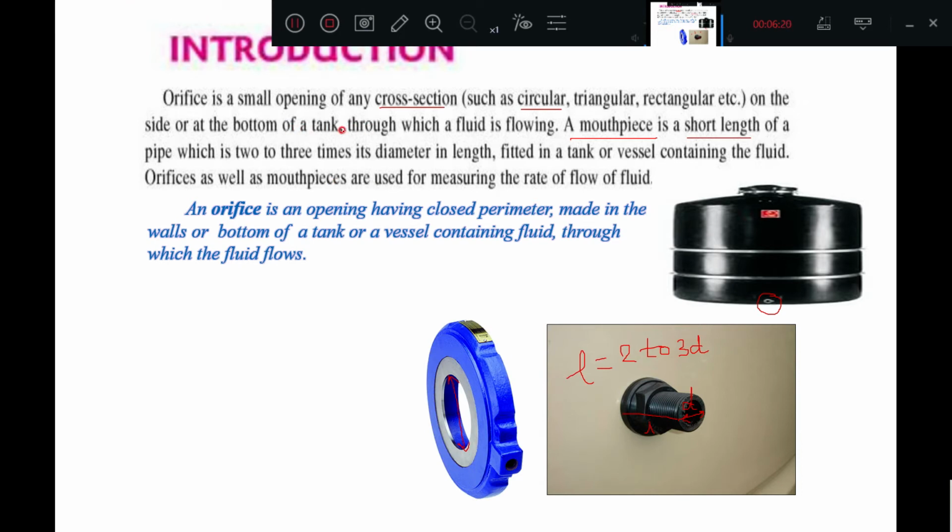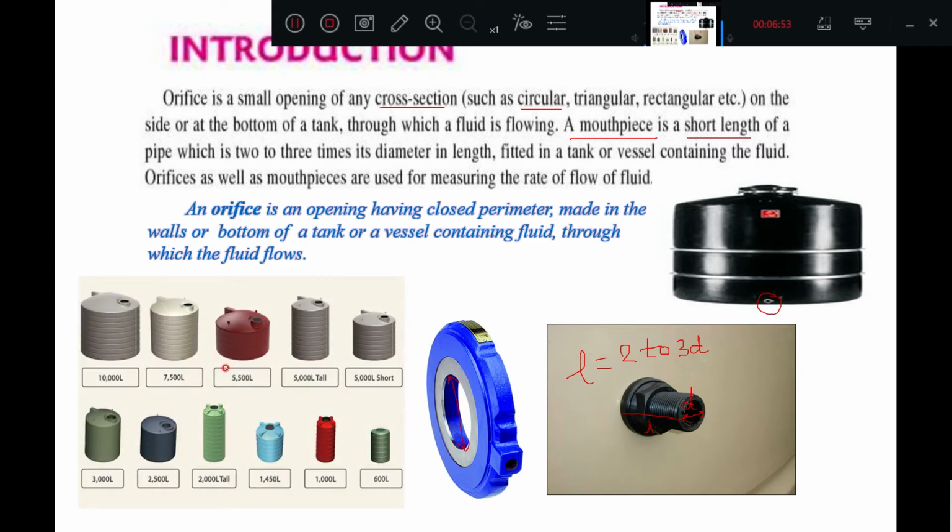It is fitted in a tank or a vessel containing the fluid, and this is also used to draw the liquid from the tank. Both orifices as well as mouthpieces are used for measuring the rate of flow, meaning how much quantity of liquid will be flowing through the tank. To know that, these kinds of devices will be used for measuring purposes.